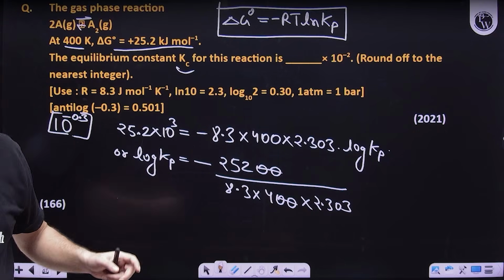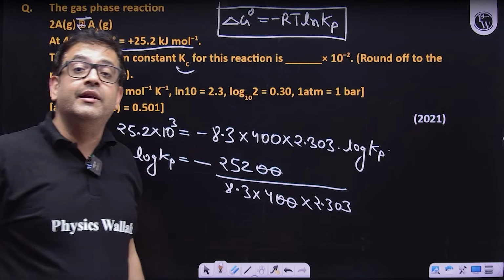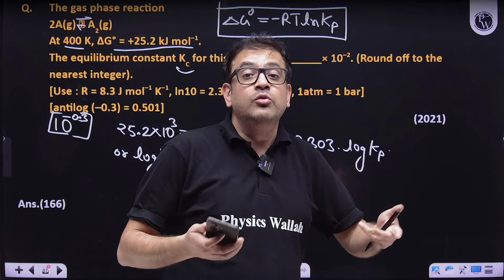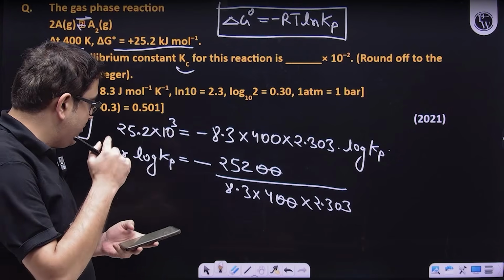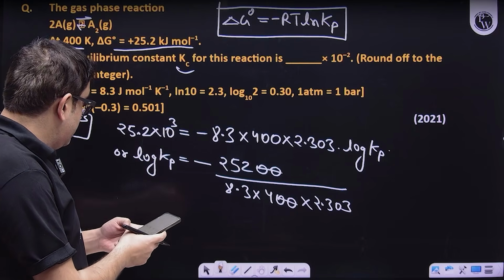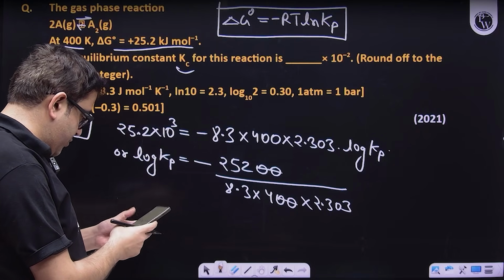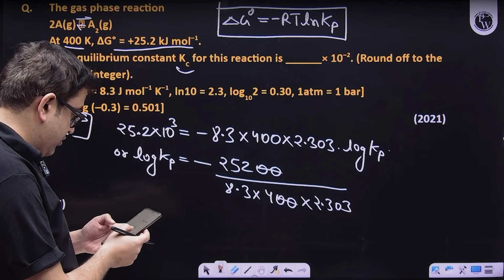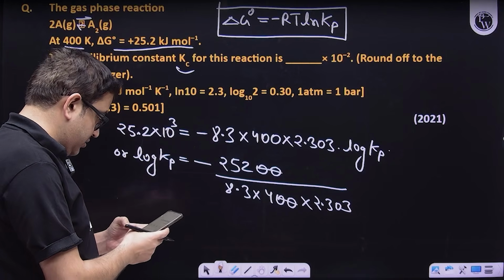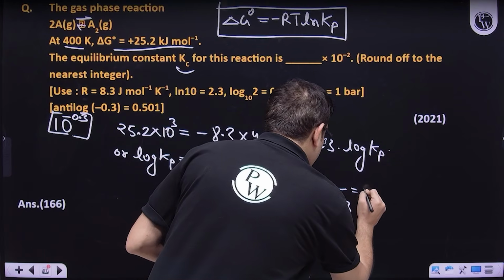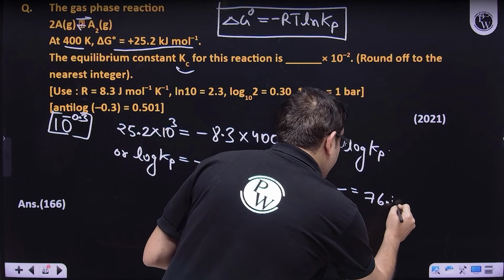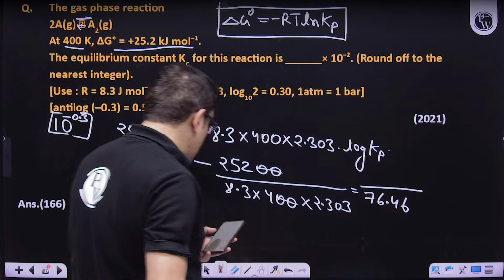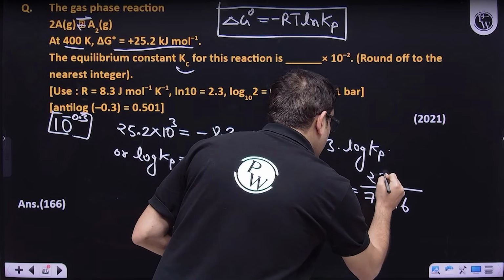I'm doing it too, because this is not a simple division. Here I have to tell you about the logarithmic thing as well, so you also do the division. I am also doing it. This is 8.3 multiplied by 4 multiplied by 2.303. So the denominator is somewhere around 76.46, and in the numerator I have 252.